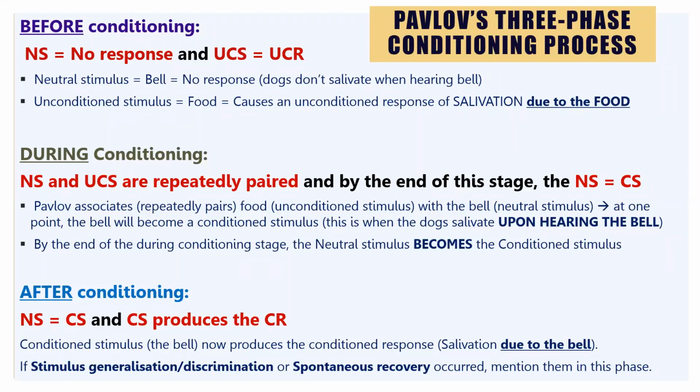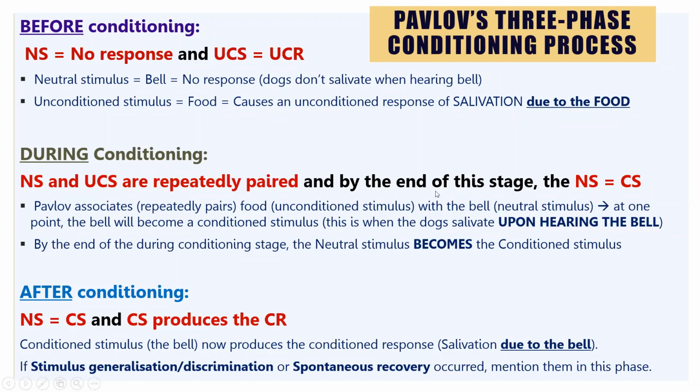And he would do this repeatedly, because there has to be a repeated pairing of the neutral stimulus, the bell, with the unconditioned stimulus, the food. And the dog needs to be able to form that association in its brain that, hey, every time Pavlov rings the bell, almost immediately he shows me the food. So there has to be some relationship between these two events.